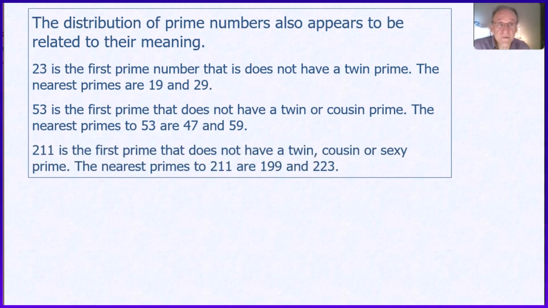Now, what's the next most independent prime, separated out away from other primes? Happens to be 211. It does not have a twin, a cousin, or a sexy prime. It goes over 6 away. The nearest primes to 211 are 199 and 223, very far away.